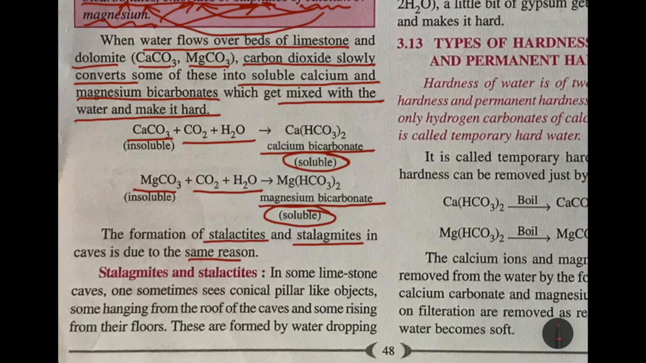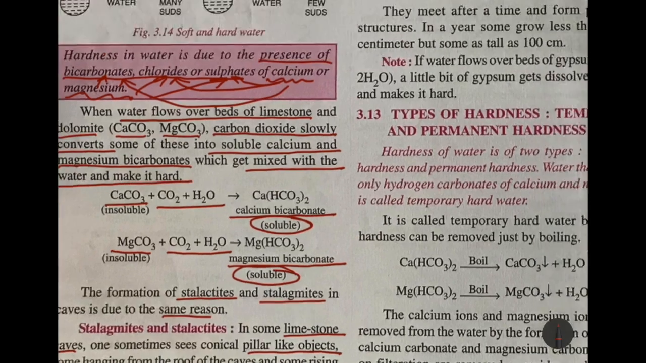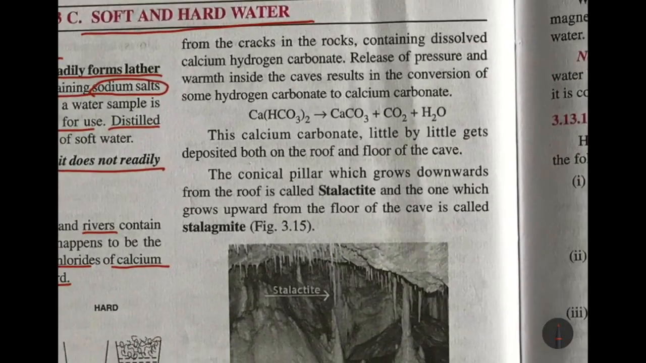Now there are certain limestone caves that have lots of limestone. Now you know what is limestone. It is calcium carbonate. So you will see conical pillar-like objects, some hanging from the roof of the caves and some rising from their floor. These are formed by the water dropping from the cracks in the rocks, which contains dissolved calcium hydrogen carbonate. So when the pressure is released and the cave inside is warm, what happens?